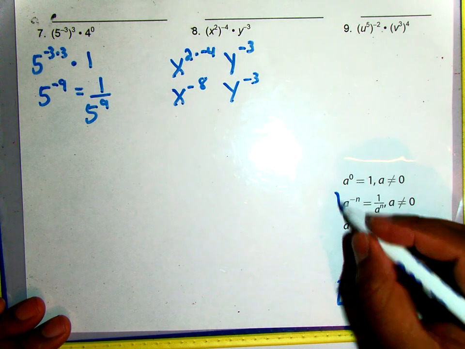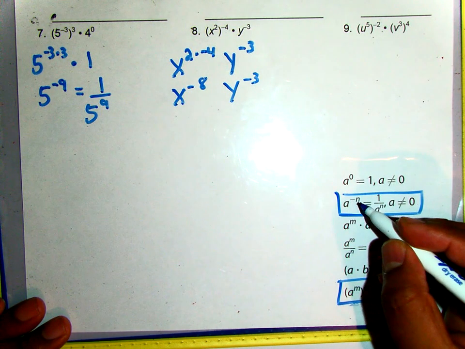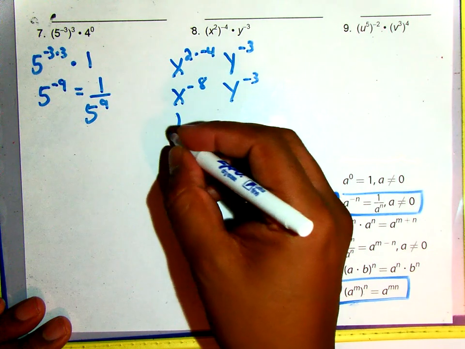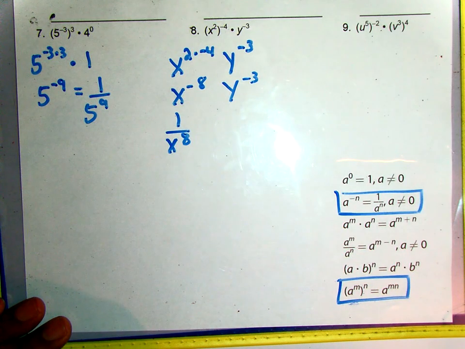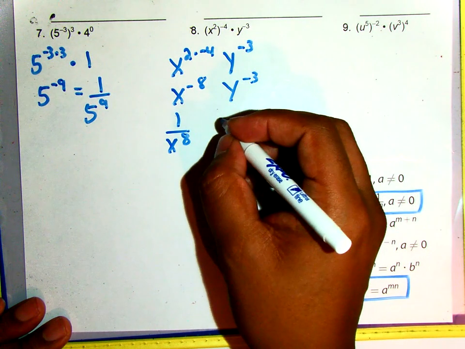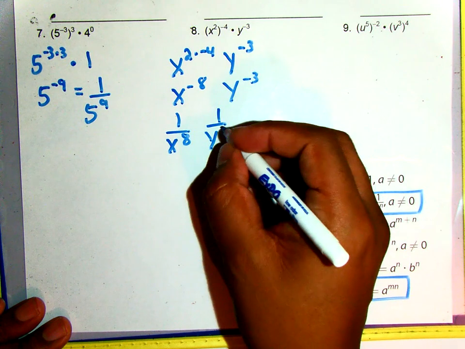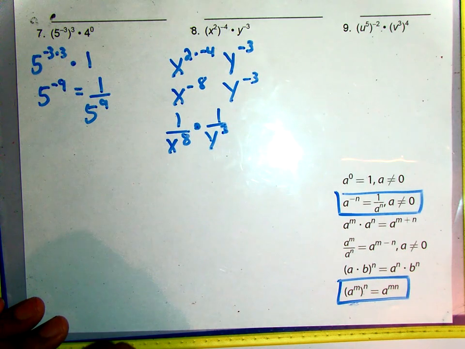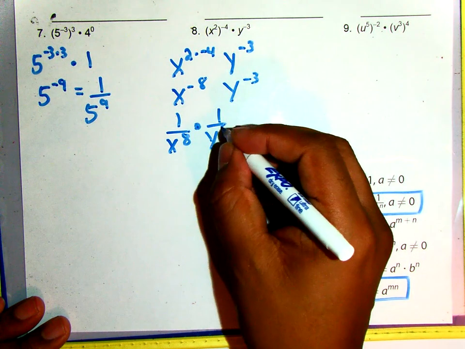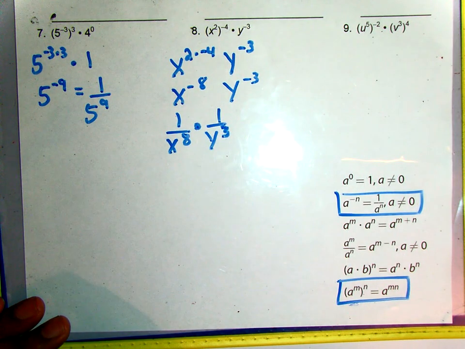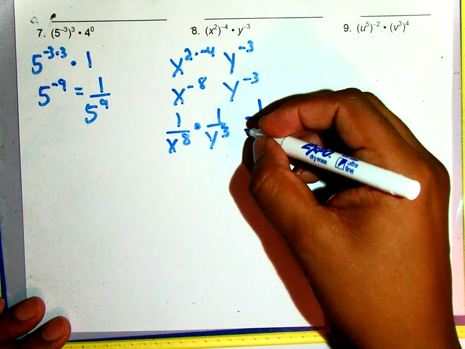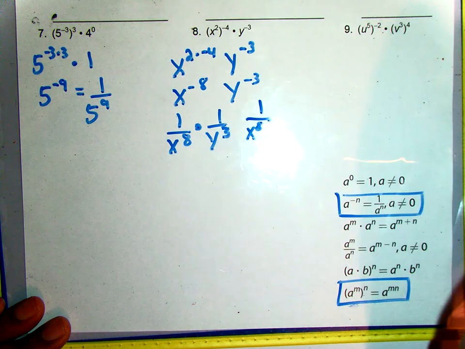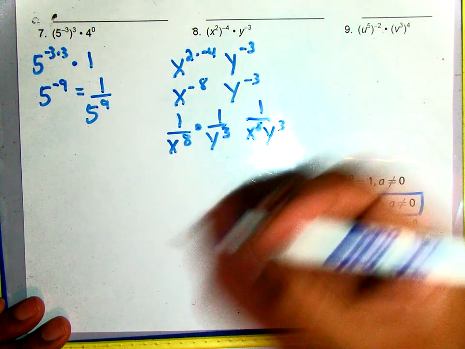So again, we're going to use this rule here. When you have something raised to a negative, you're going to drop it below. So you have 1 over x to the 8th. And here you have 1 over y to the 3rd. And we multiply those two. Okay, and when we multiply that, we'll end up with 1 times 1, which is 1, over x to the 8th, y to the 3rd.